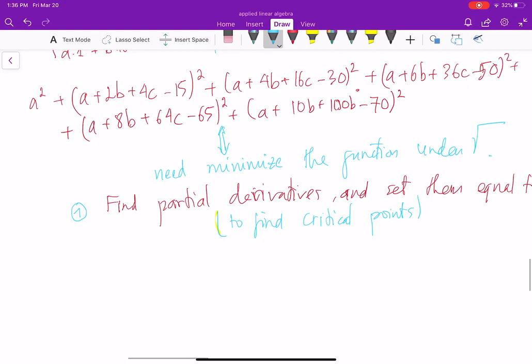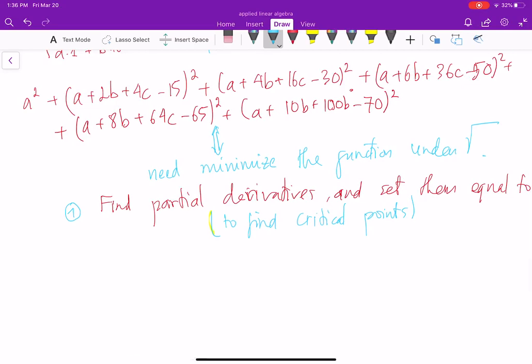Let's find the partial derivative with respect to a. Because we have three variables, we have three partial derivatives. So let's say f with respect to a. You differentiate this function with respect to a. Oh, I think I saw one typo here. This should be c. So let me fix that. This should be c. Okay.